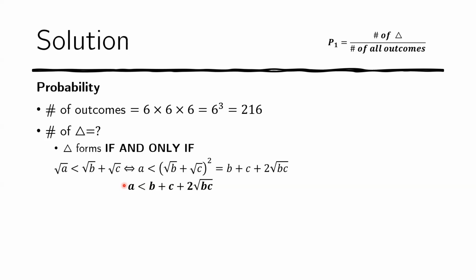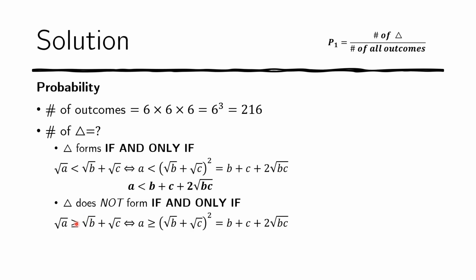And the other way of saying this, an equivalent formulation, is that a triangle does not form if and only if, well, we flip this symbol. If the square root of a is greater than or equal to the sum of square root of b and square root of c. And again, just to remove the square roots, we square both sides and we are left with the following inequality. So a is greater than or equal to b plus c plus 2 square root of bc. So if the first inequality is satisfied, then we have a triangle. If this inequality is satisfied, then we do not have a triangle.